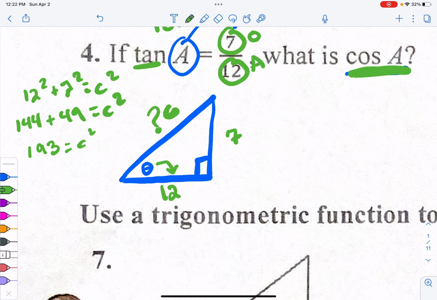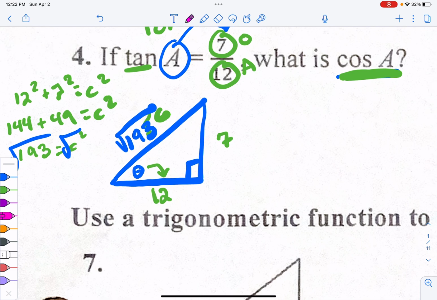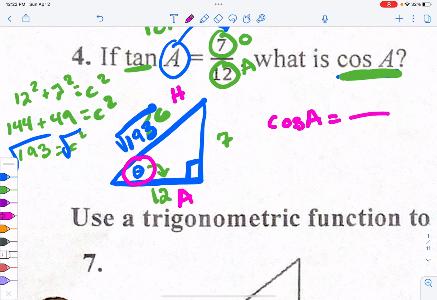And then we have to take the square root of 193. Yep. And when we take the square root of 193, it does not come out nicely. So we're just going to leave it as the square root of 193. We're just going to write it like that, okay? And now we just have to find the cosine value. If this is my angle theta, then cosine would be adjacent over hypotenuse. So cosine of A will be equal to the adjacent, which is 12, over the hypotenuse, which is the square root of 193.